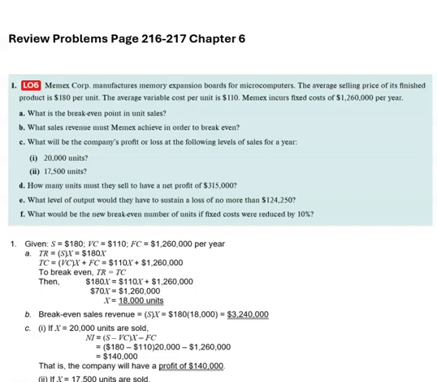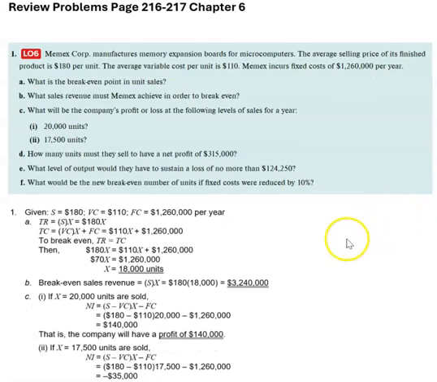What is the break-even point in unit sales? Okay, so how many units do we have to sell to break even? So as you know, to break even, your total revenue is going to equal your total cost. Or if you want to do it for net income being 0, you could say total revenue minus total cost equals 0. Both are the exact same formula, just in different formats.